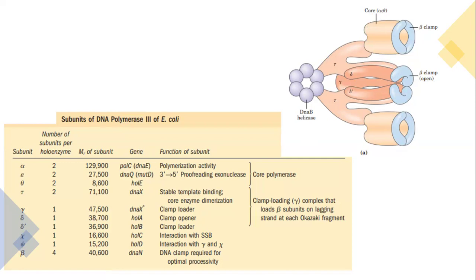The clamp is basically a clip. So this is the beta clamp, and it works in close association with the core subunit in order to improve the processivity of DNA polymerase. So they are basically a clip-like structure which helps to hold the DNA so that the core polymerase can carry out the extension with optimal processing.